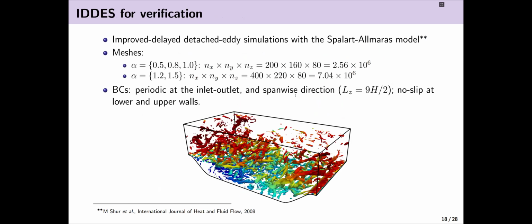So the IDDS, a quick bit of info about how we perform that. We use the Spalart-Allmaras turbulence model with the IDDS, and I actually perform IDDS for all the parameterized geometries. We have 2 different meshes depending on the steepness of the hill. It can be from 2.5 million cells up to 7 million cells. Here are the boundary conditions, and here I'm showing a Q criterion plot for the baseline geometry.